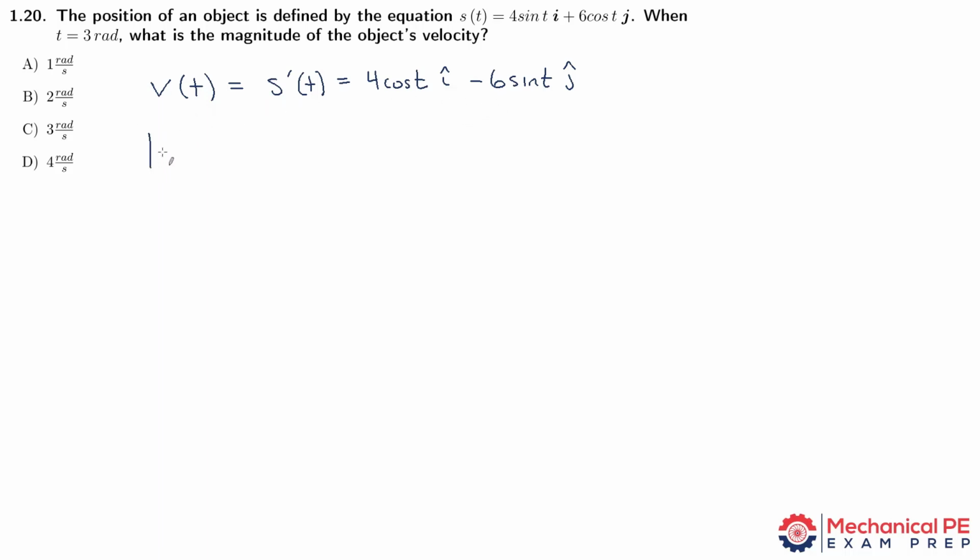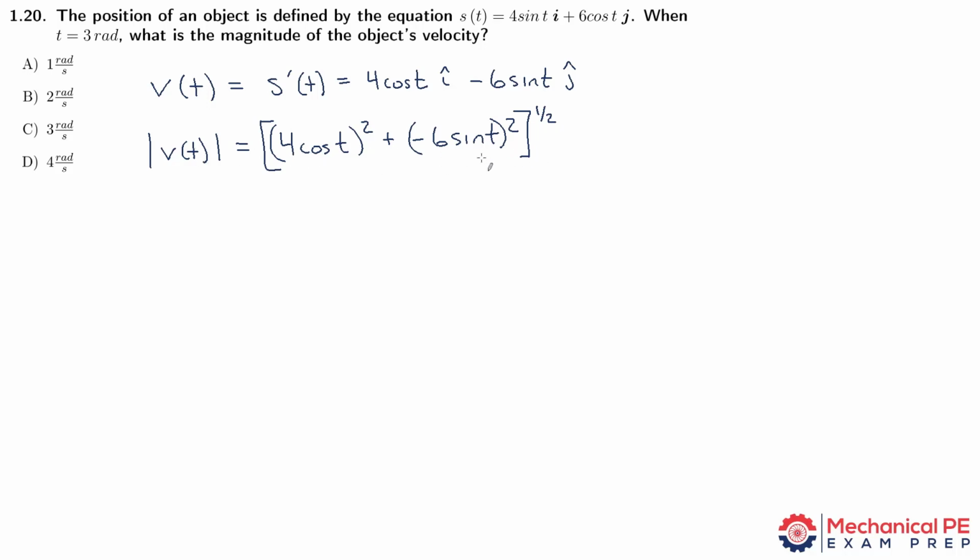Well, the magnitude doesn't care about the direction, so we can take each of these terms and square them and take the square root of the result, and we don't have to worry about the vector components for this. So it'll just be (4 cos t) squared plus (minus 6 sin t) squared, and it's the square root of that whole thing. Rather than writing a big square root symbol, I'll put it in brackets and raise it to the 1/2 power, which is the same thing.